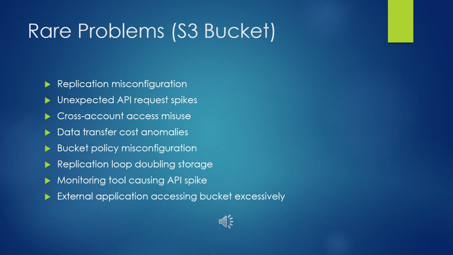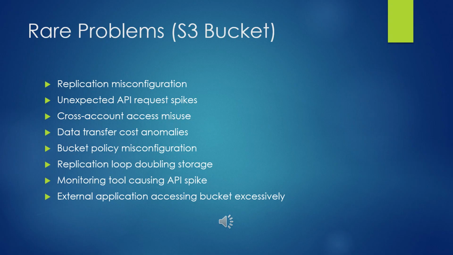Rare problems, S3 Bucket, real cloud engineer scenarios. Example 1. Replication loop doubling storage. Two S3 buckets are configured for cross-region replication to each other. This creates a loop where objects keep replicating back and forth, doubling storage and cost unexpectedly.